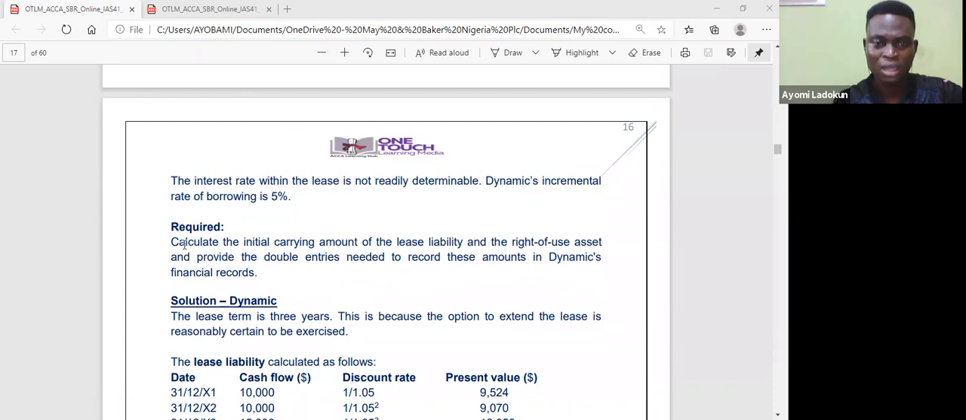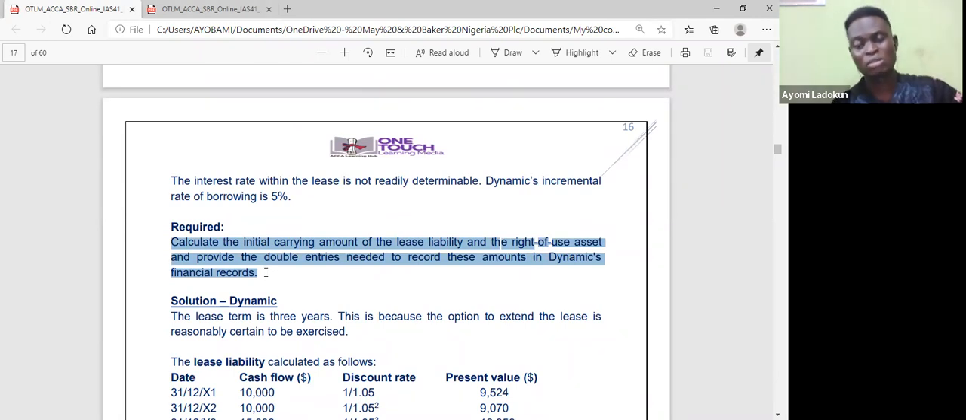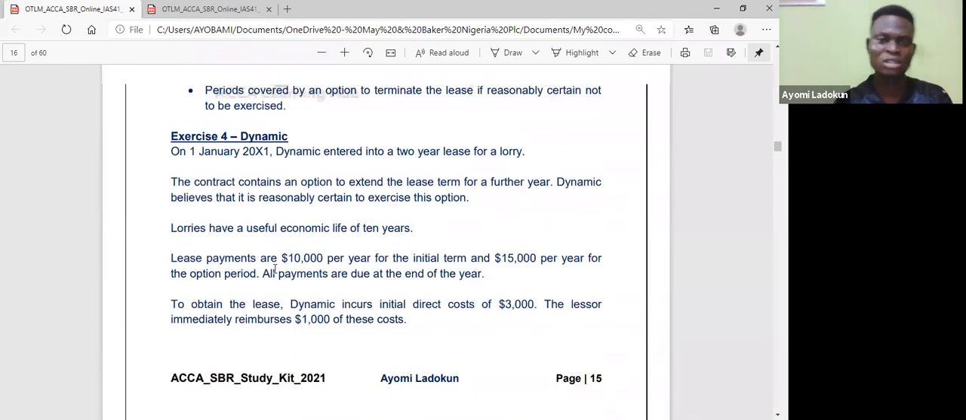It said calculate the initial carrying amount of lease liability and right of use asset, and provide the double entries needed to record this in Dynamic's financial record. So obviously, you may not expect this kind of direct question from the examiner, but because I'm teaching, I needed to break it down. Most likely, you just say something like what will be the accounting treatment in Dynamic's financial record. So let's take a look at the question.